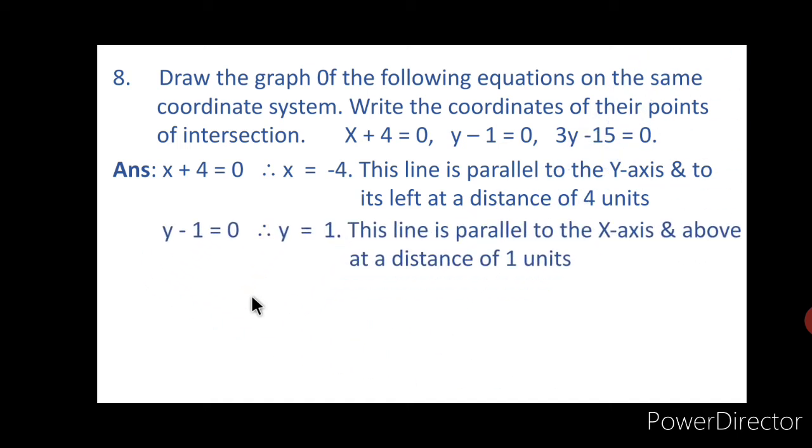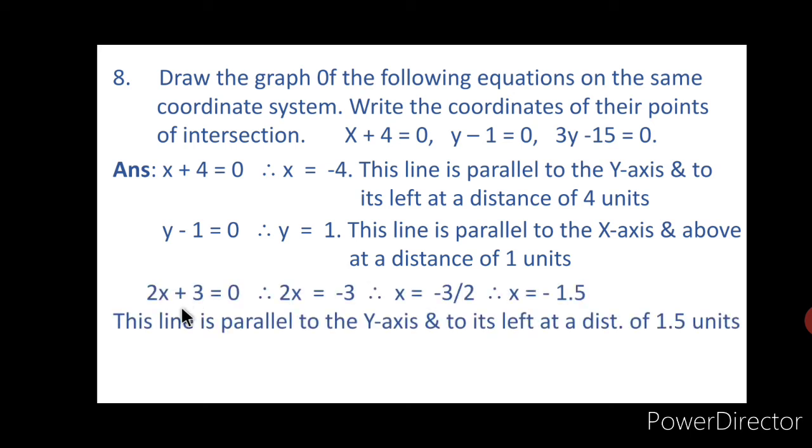Then second is y minus 1 is equal to 0. It means that y is equal to 1. This line is parallel to the x-axis, and because of this +1, it is present above the x-axis at a distance of 1 unit. Then the third equation is 2x plus 3 is equal to 0.